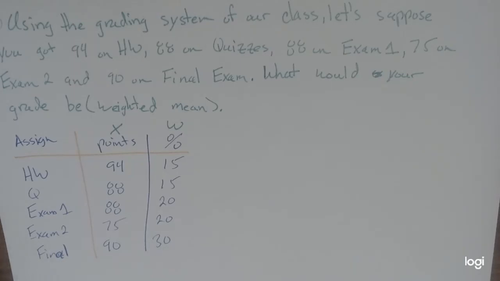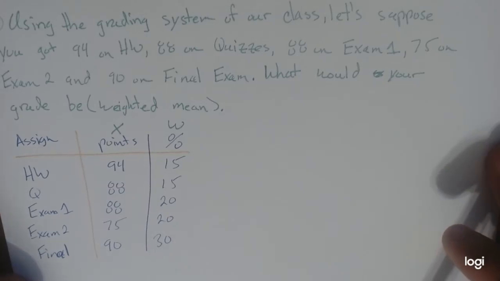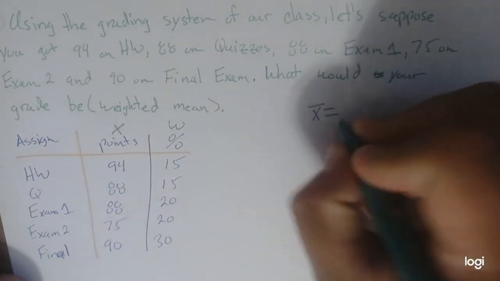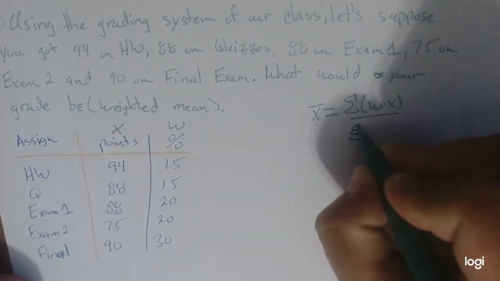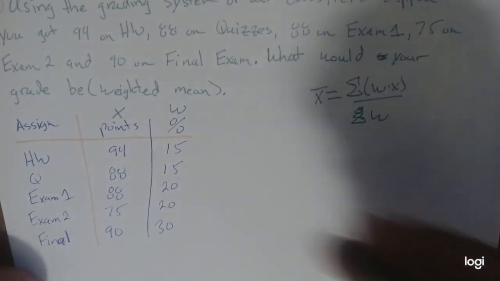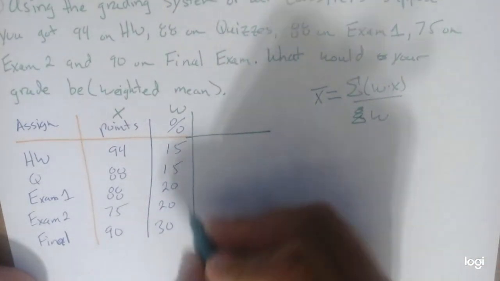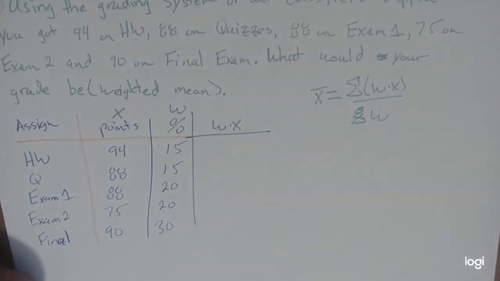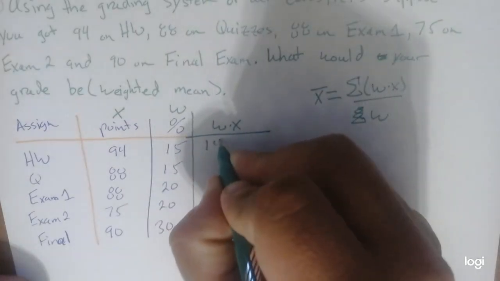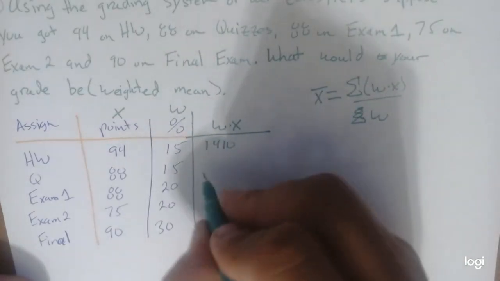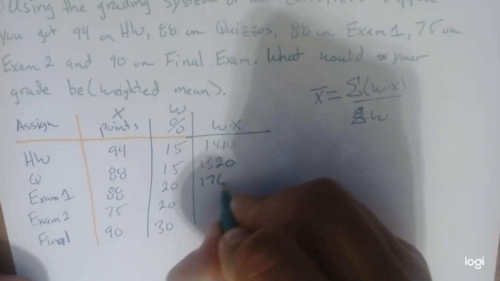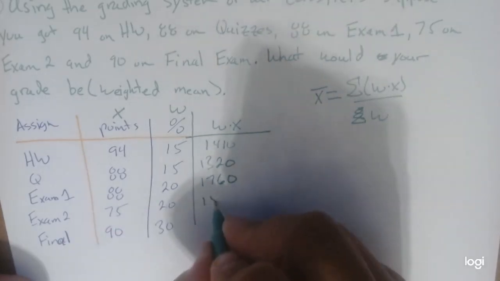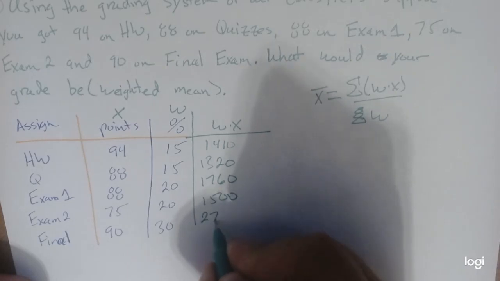Now from there, we just find the mean, in this case the overall grade. We're going to use this equation because it's W's, the weighted mean: W times X over the sum of W. If we follow the same template as the last example, we multiply straight across. So 94 times 15 and so forth down the line gives you 1410, 1320, 1760, 1500, and finally 2700.